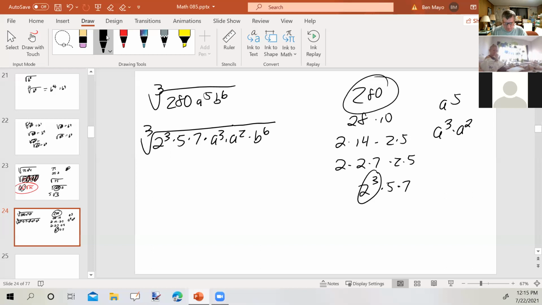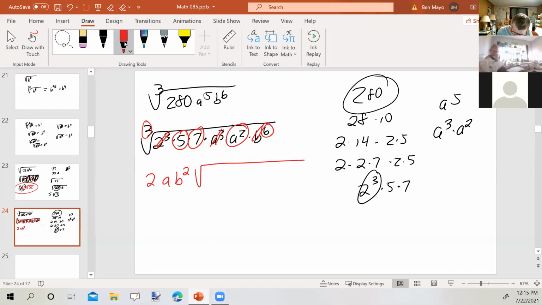Okay? So here we go. The cube root of 2 cubed is 2 on the outside. The cube root of 5 is stuck inside. The cube root of 7 is stuck inside. The cube root of a cubed is a on the outside. The cube root of a squared is stuck inside. The cube root of b to the 6th is b squared, right? Because 6 divided by 3 is 2. Now, what's left inside? I've got 5 times 7 times a squared.